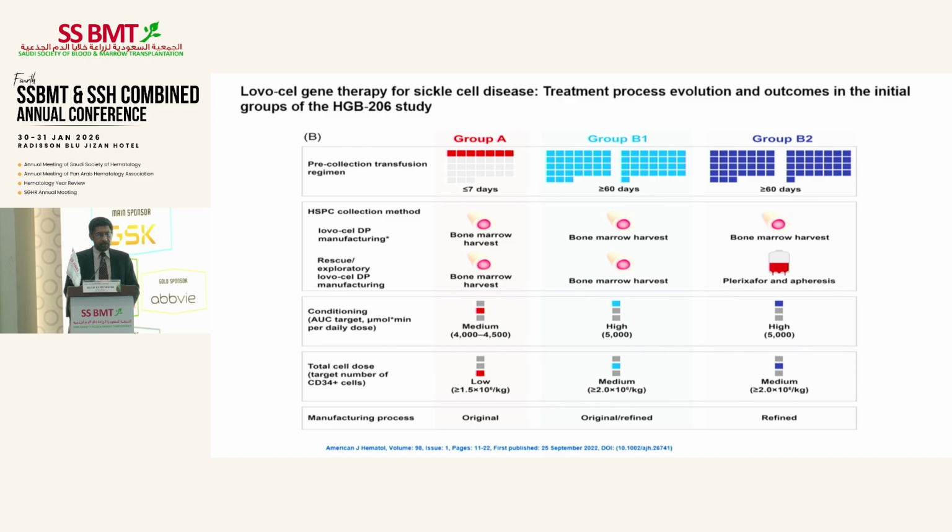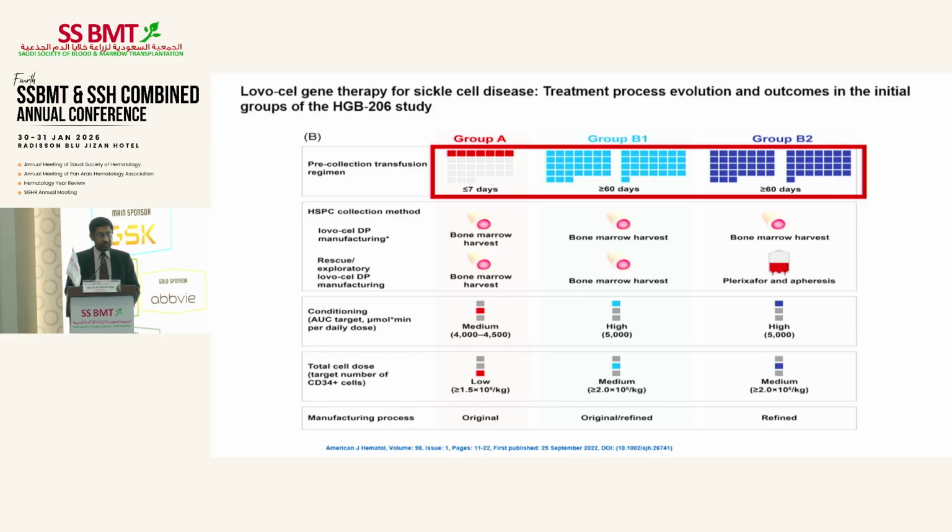In this trial, there are 3 groups. Group A was an exploratory trial where they did the harvest, doing bone marrow harvest, and they used a lower dose of busulfan, and the targeted total amount of CD34 cells was about 1.5. In group B, they did as well bone marrow harvest, but here the busulfan dose was increased, and they used more CD34 cells for infusion. Group C, they did bone marrow harvest and plerixafor apheresis, and again, they did conditioning with busulfan at a higher level, and the stem cell dose was 2 × 10⁶ per kilogram.